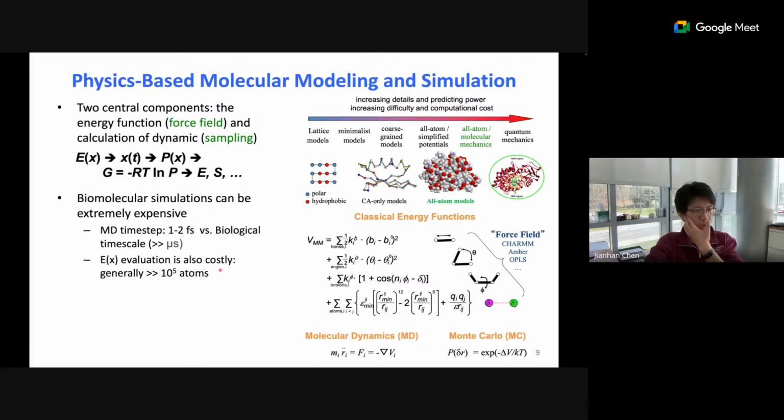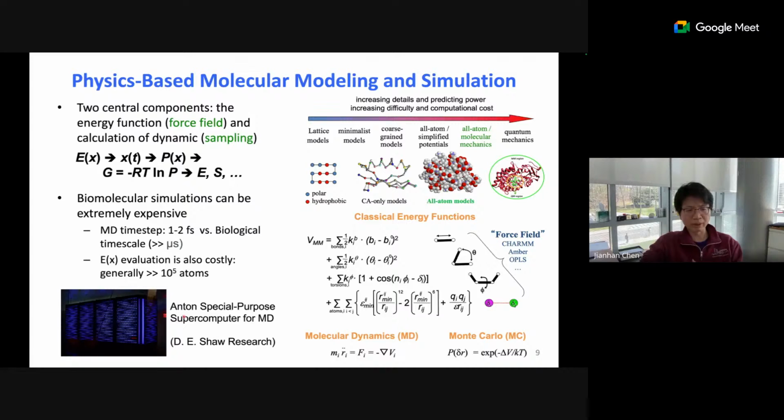People are actually trying to use machine learning approaches to overcome the computational cost of using molecular dynamics simulation to generate conformations. I just want to mention that D. E. Shaw's research group designed a special-purpose supercomputer called Anton, which contains application-specific circuits designed for MD. This supercomputer can actually generate microseconds of trajectory within a day. So it has been really powerful in the field.